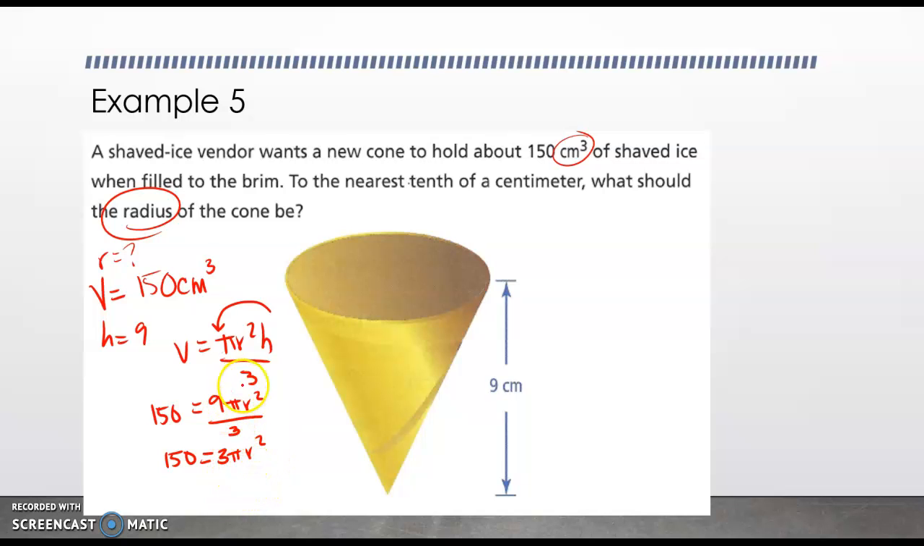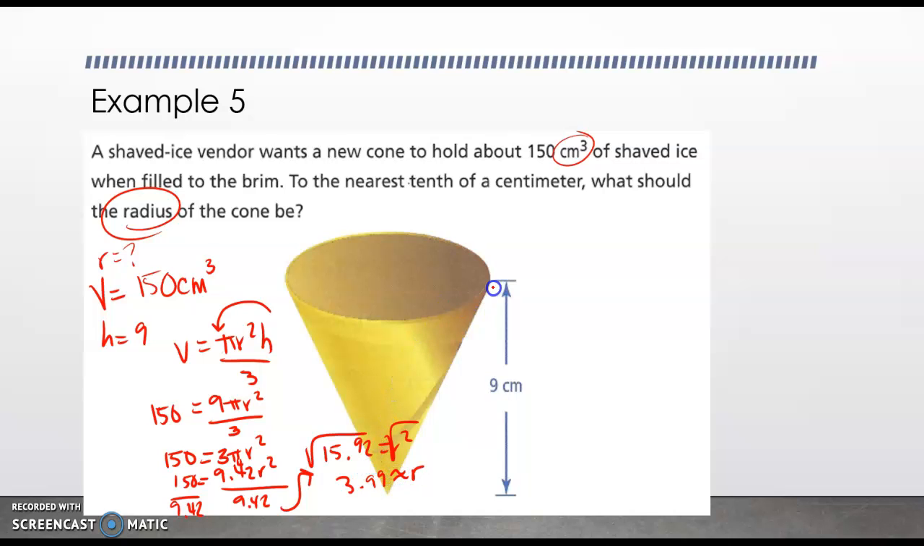I'm now going to take that 3 times pi, which is 9.42. So 9.42 r squared equals 150. To get r by itself, I'm going to divide by 9.42. So 150 divided by 9.42 is 15.92. So 15.92 equals r squared. To undo the r squared, we're going to square root both sides. And so I get 3.99, which is approximately r.